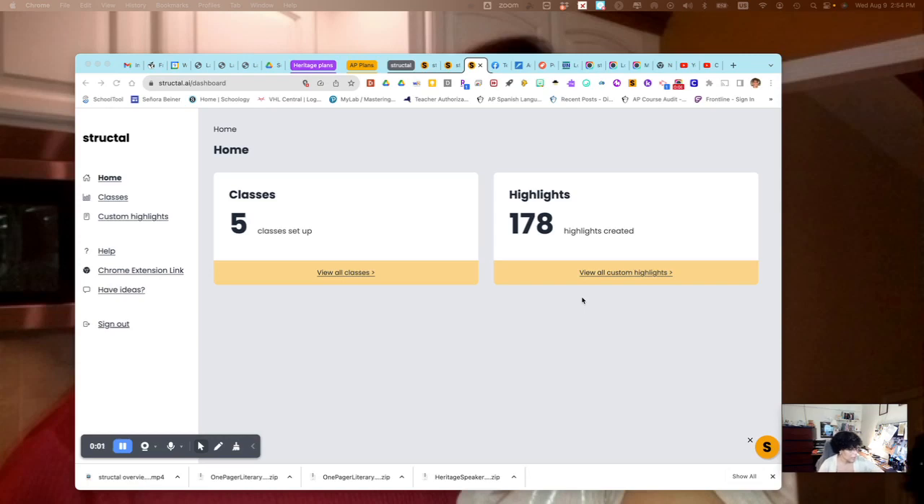Hi everybody, wanted to jump right back in quickly to show you a different perspective, this time of Structal, this time from the teacher's dashboard. This is my dashboard. As soon as you come in, you notice that you see the 5 classes and it shows you the number of highlights that I have personally created. So these are all the custom highlights. Very easy to do and create. I will show you that in another short video.